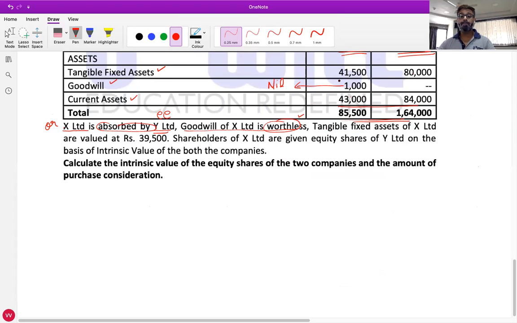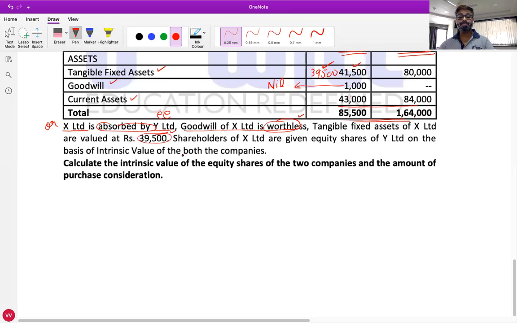Tangible fixed assets of X Limited are valued at rupees 39,500. So here instead of 41,500, when we find net assets of X Limited, what tangible assets value will we take into consideration? Instead of 41,500, what value will we take? 39,500. That is the agreed value of assets taken over.